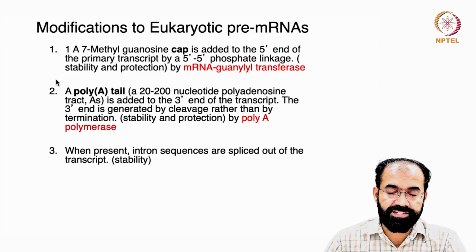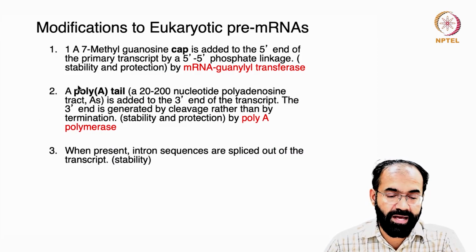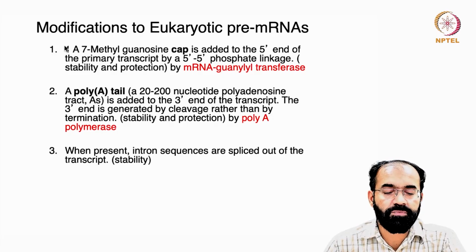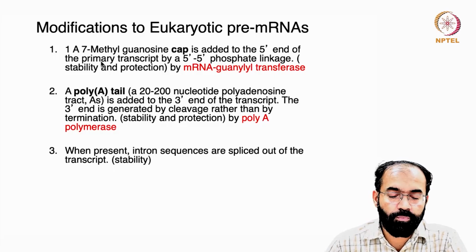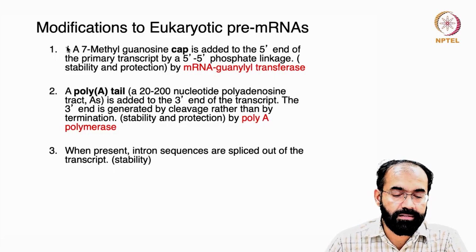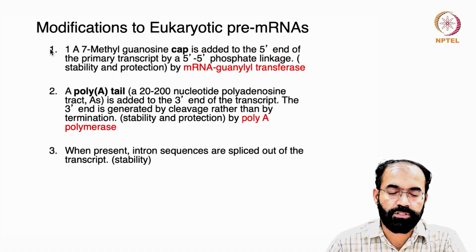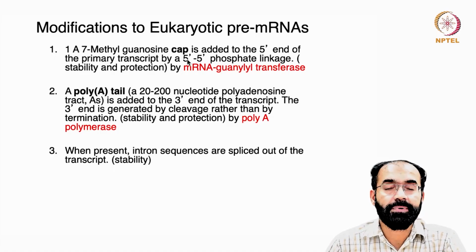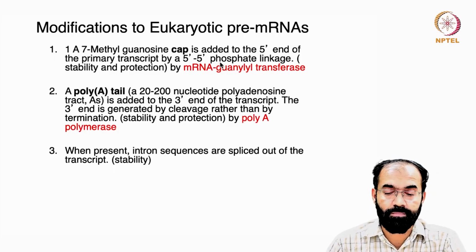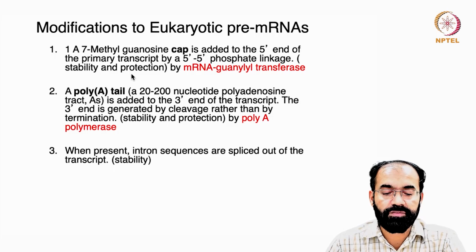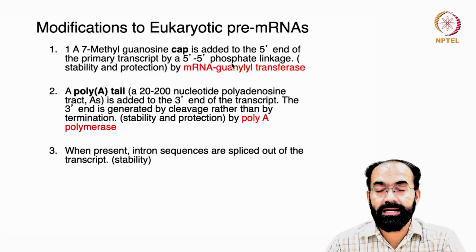So what are the modifications of eukaryotic pre-mRNAs? One of the important ones is the 7-methyl guanosine cap. Basically, a 7-methyl guanosine cap is added at the 5' end, which is a post-transcriptional modification at the 5' end of the primary transcript by a 5' phosphate linkage.